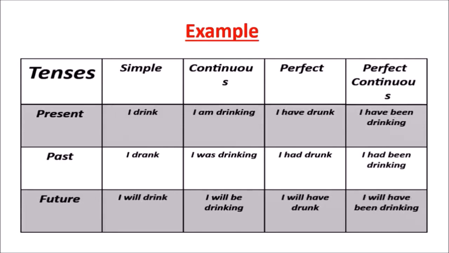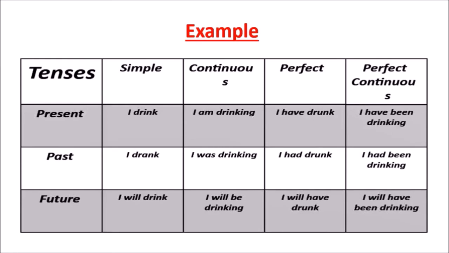Class, listen carefully. This is the example for the tenses table. I have given an example sentence, that is I drink. That is the example we are going to work out now. Look at the simple present box, I drink, because it is verb 1 plus s or es. Already I is first person singular, so we are not using the plural form of drink. That's why we have simply written I drink. Look at the next example. Simple past, I drank. Simple future is I will drink.